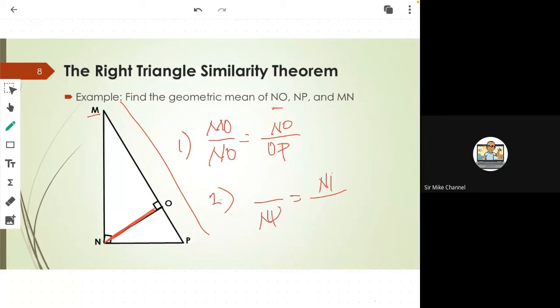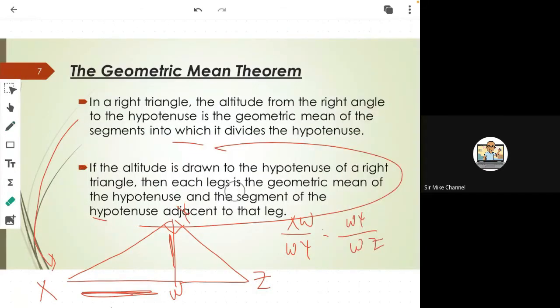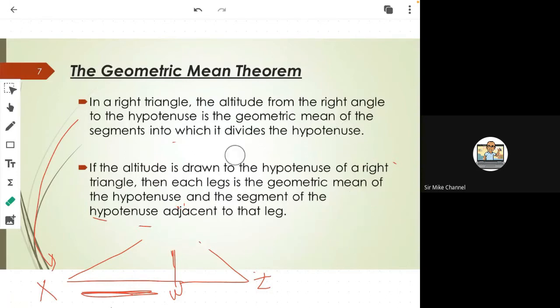NP, ito ay NP. Okay, ano yung dalawang line segment natin para dito? Ito yung line segment natin na NP. Ito yung hinahanap. Diba, ulitin natin. So, kukunin mo yung triangle na yan. So, nasolve natin itong number 1 kanina.